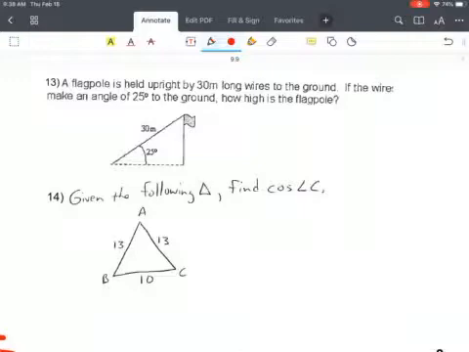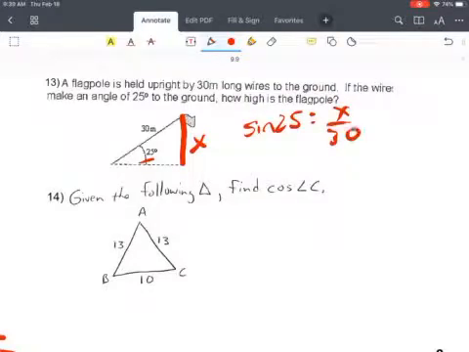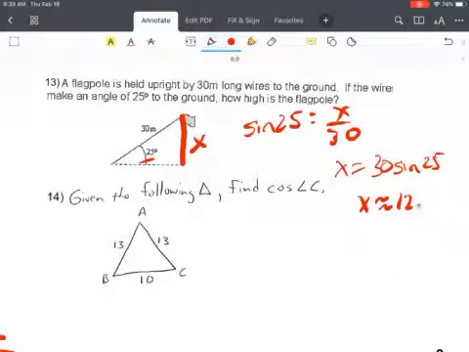We could do the same thing with a diagram here. A flagpole is held upright by a wire 30 meters long. If the wire makes a 25 degree angle, how high is the flagpole? I'm looking for X, which means with the angle it's opposite and hypotenuse. So sine of 25 equals X over 30. Cross multiply and I get X equals 30 sine of 25, which means that the height is about 12.679.